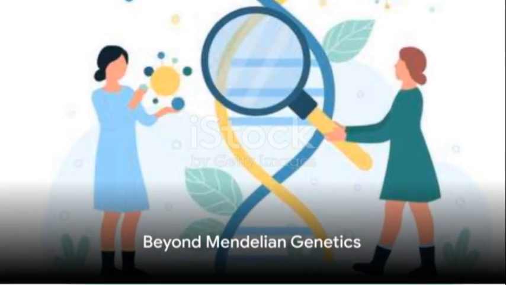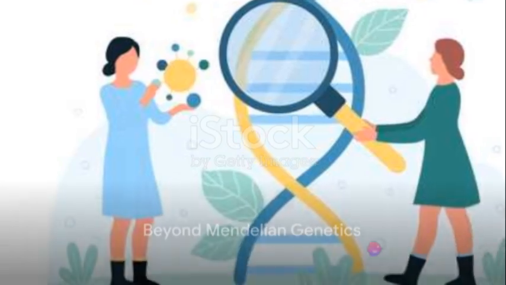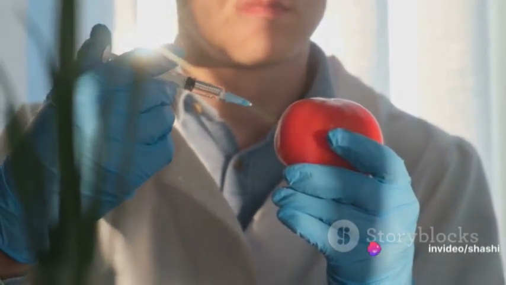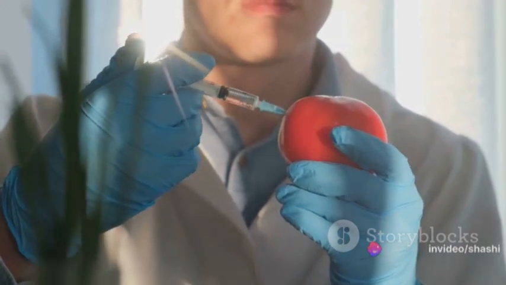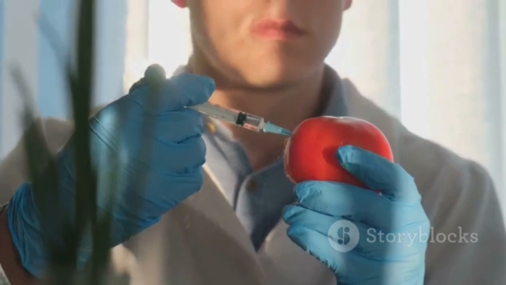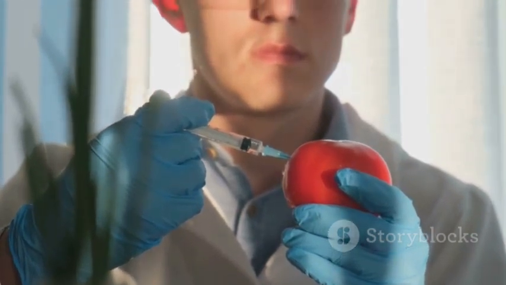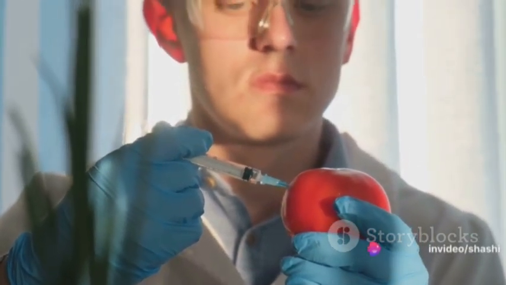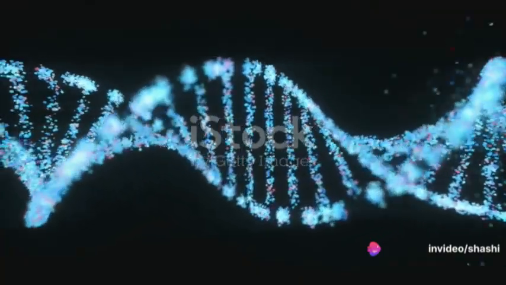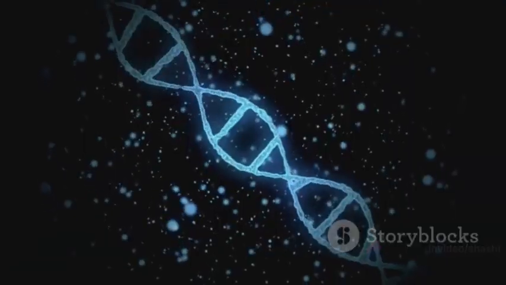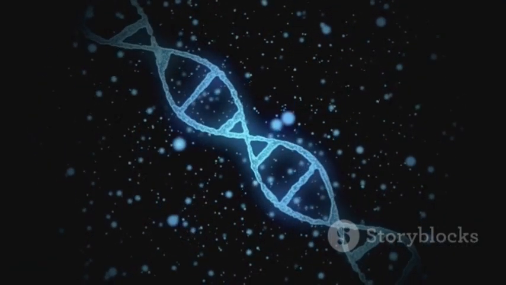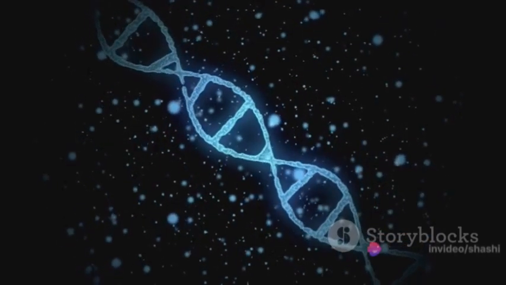As we move beyond the basics of Mendelian genetics, we encounter concepts like incomplete dominance, where the heterozygous phenotype is intermediate between the two homozygous phenotypes, and codominance, where both alleles contribute to the phenotype in a heterozygote, resulting in the expression of both traits simultaneously. There are also instances of multiple alleles, where genes have more than two alleles in a population, and polygenic inheritance, where a trait is controlled by multiple genes, resulting in a continuous range of phenotypes.